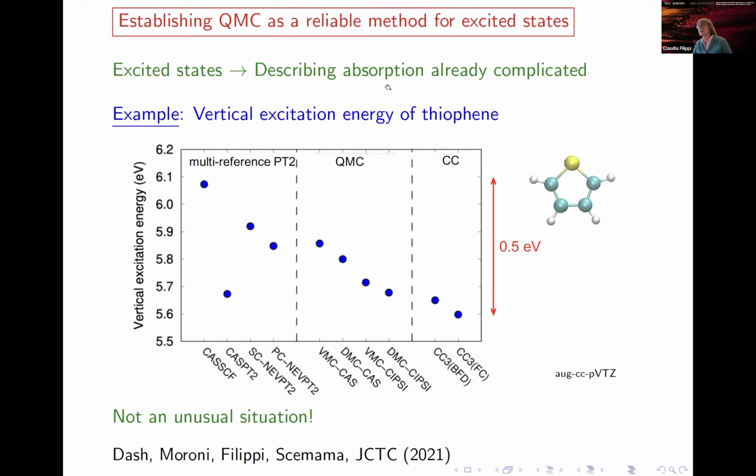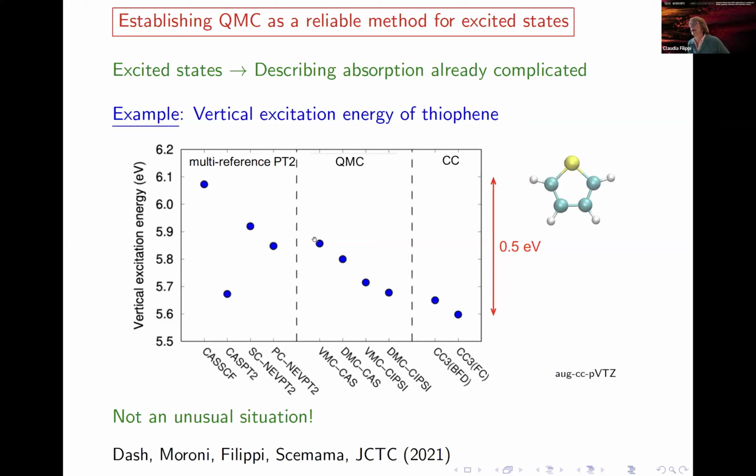First of all, we start from absorption, which is already complicated, and by this we mean vertical excitations of relatively small molecules. So we start with thiophene. Thiophene is quite small, and I'm looking at a pi to pi star excitation, so quite simple. What I'm showing in this plot are all correlated methods. The scale is 0.5 eV, which is quite large. On this side, I have multi-reference PT2, CASSCF, CASPT2, NEVPT2, and you can see quite some spread.